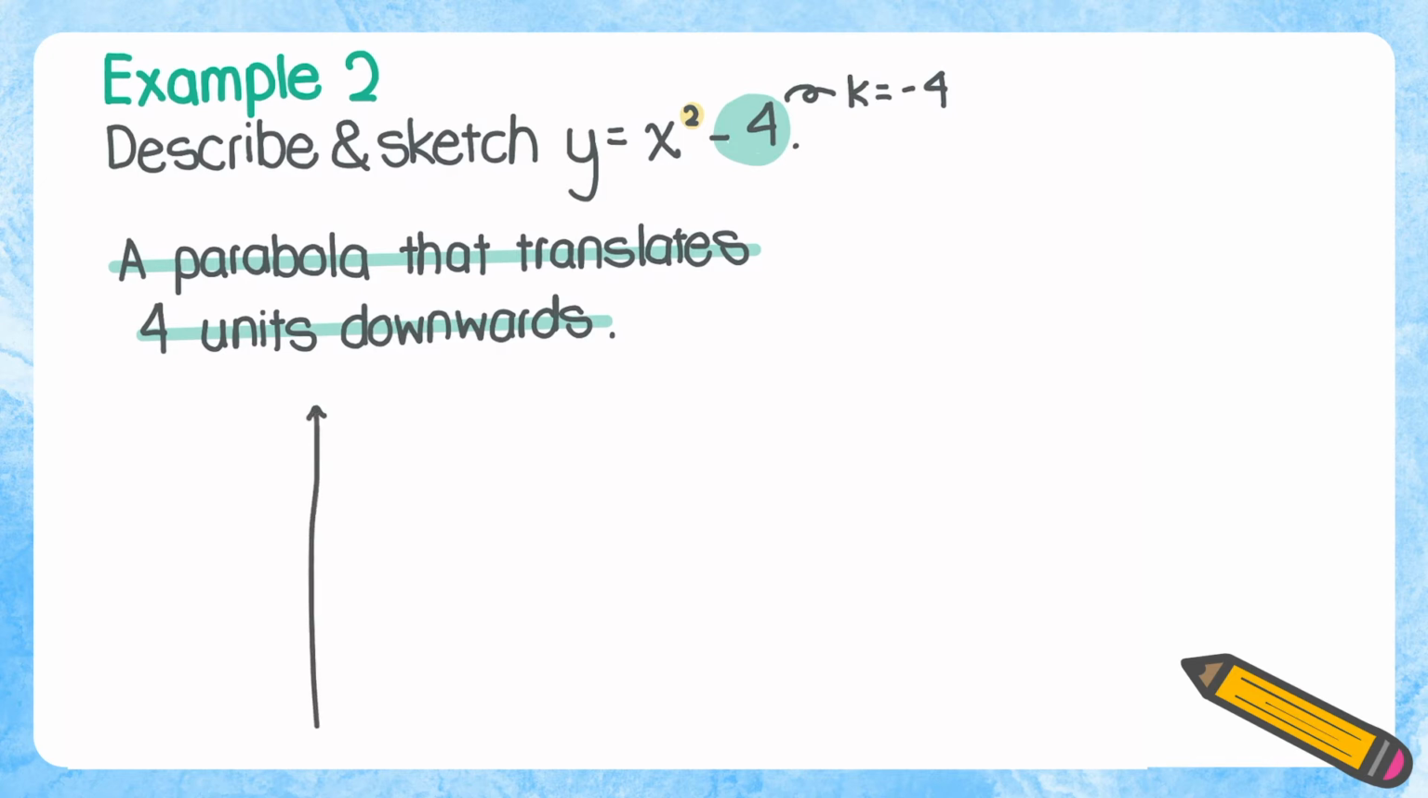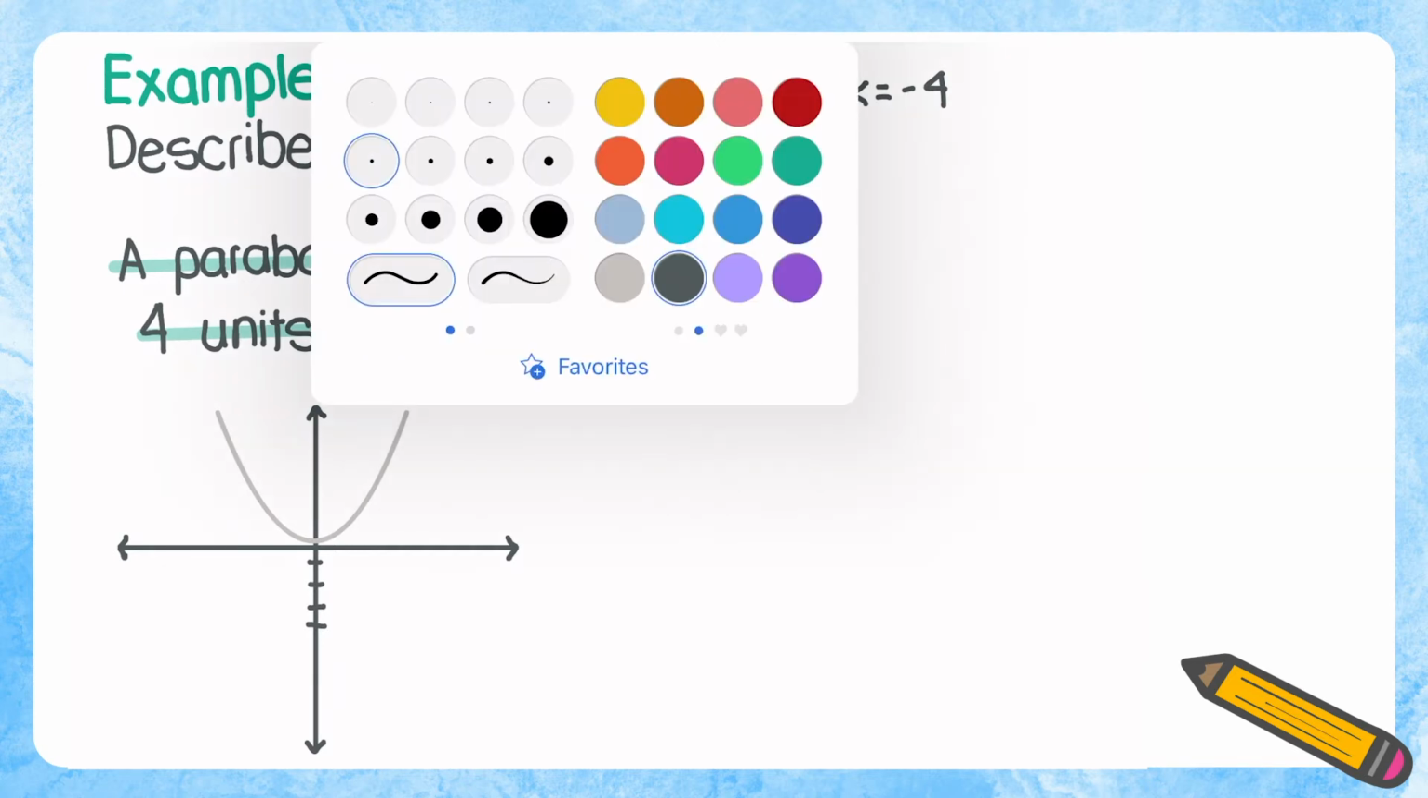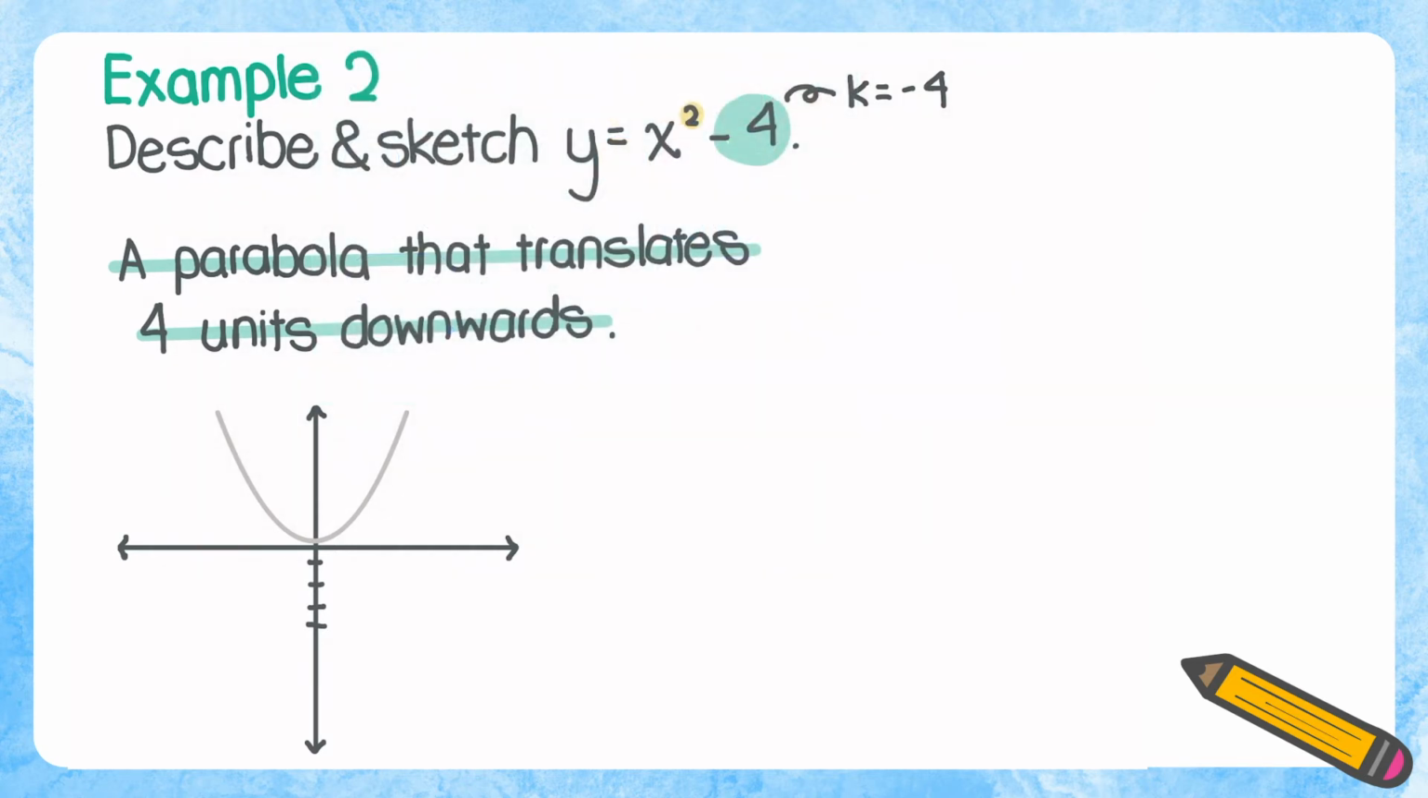We also want to provide a sketch, so I'm going to start off by drawing the axes. And I sketch the parent function, and I'm going to move the parabola 4 units down. So 1, 2, 3, 4, and sketch my new parabola, which has been translated 4 units downwards.